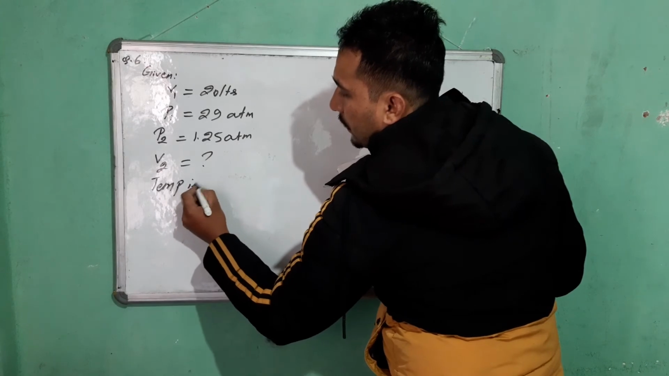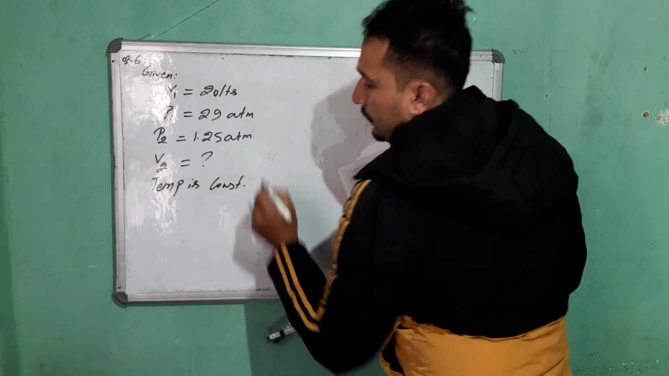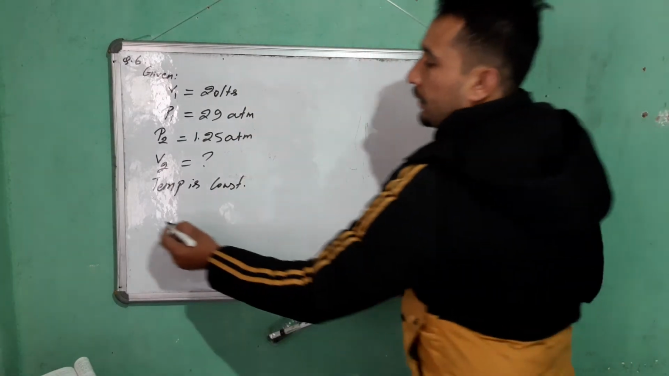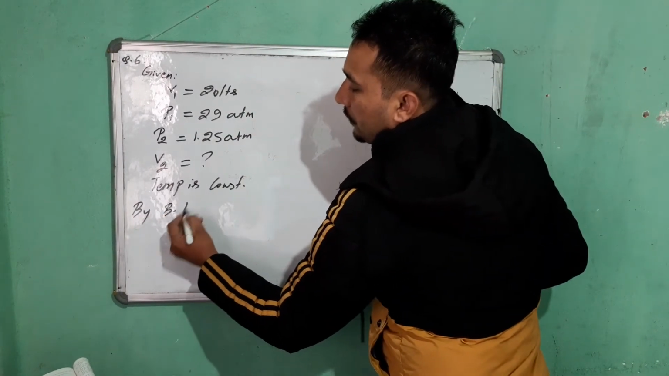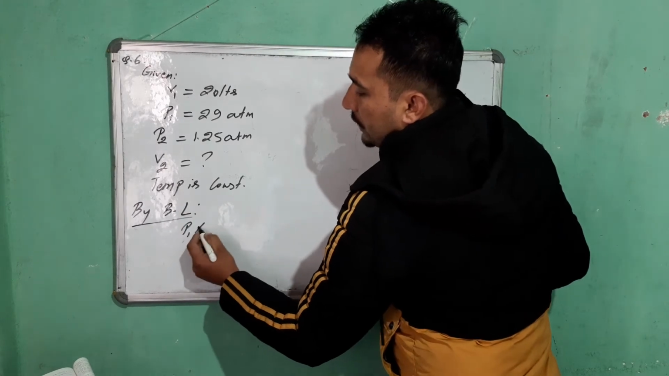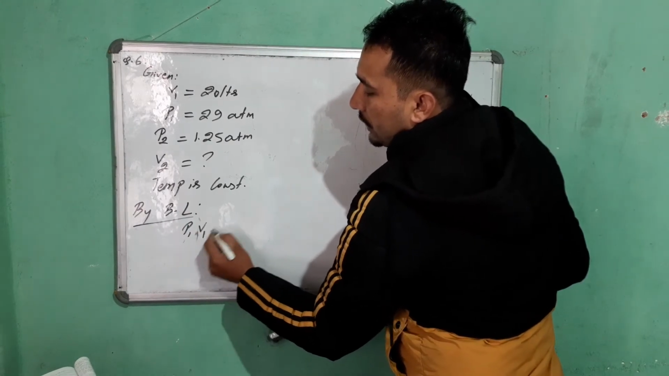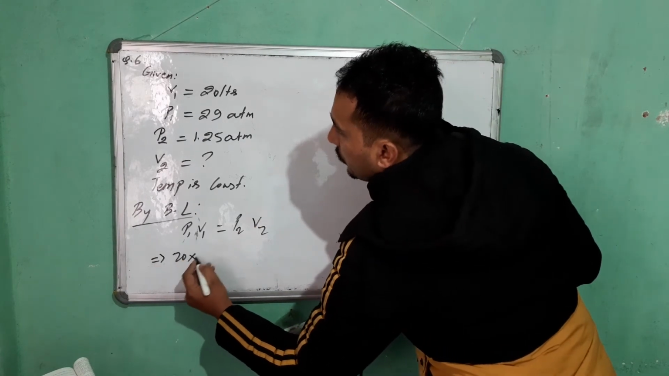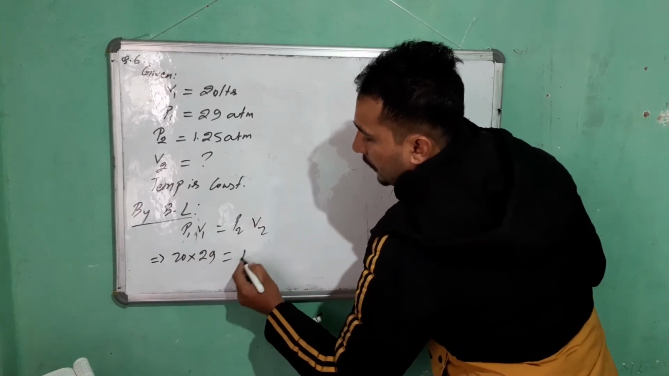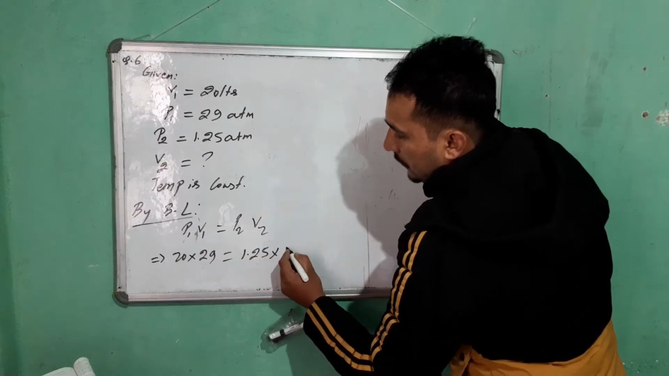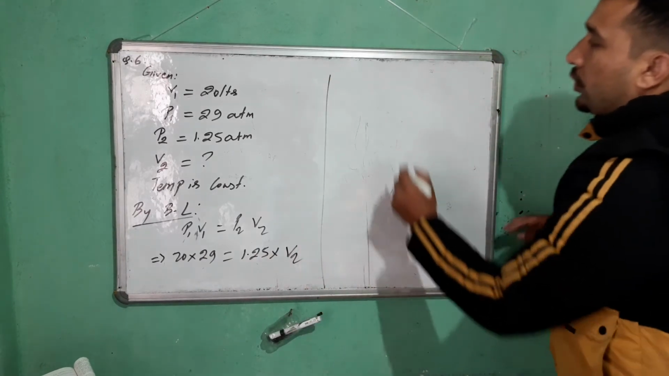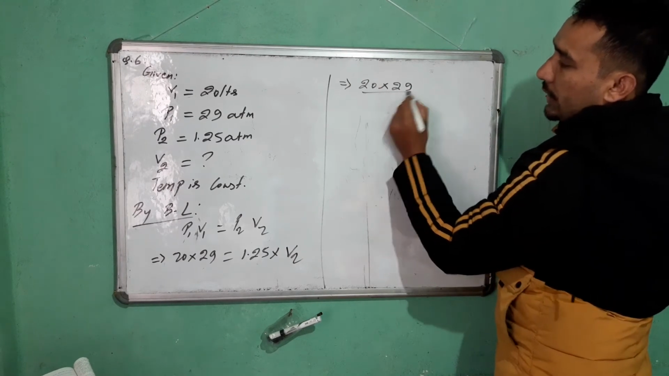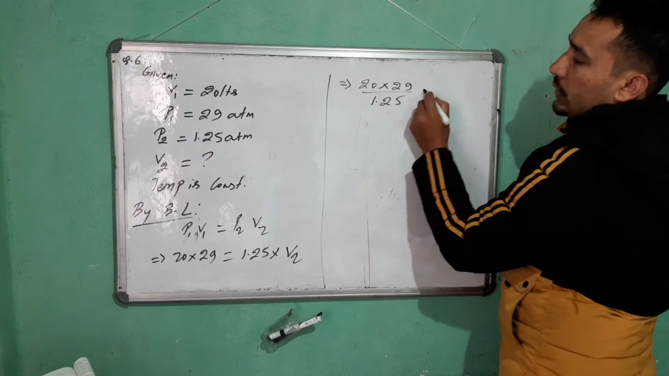Temperature is constant, so use the same formula, Boyle's law. By Boyle's law, P1 V1 is equal to P2 V2. 20 into 29 is equal to 1.25 into V2. So you cross multiply it: 20 into 29 divided by 1.25 is equal to V2.